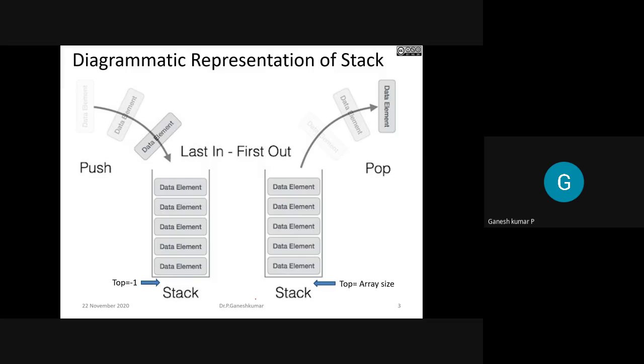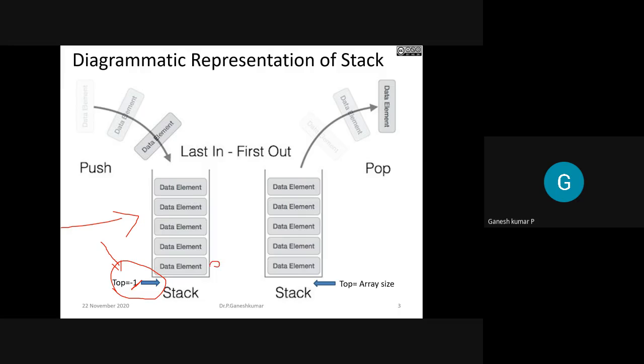Now the diagrammatic representation of stack. If you look at it, it looks like an array. Of course, the diagrammatic representation is a logical diagram. It looks like an array, with a pointer here. The pointer is called top. The top is the pointer associated with the array of elements. If an array of elements is associated with the top pointer, then it is called a stack. Where does the top pointer initially locate? It initially locates at the bottom of the stack, and it holds the value minus one.